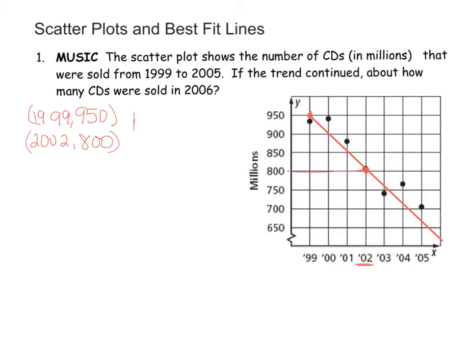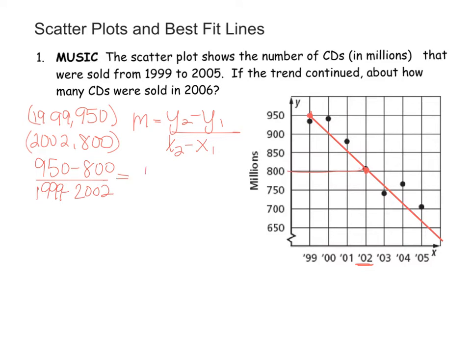So remember that to find our slope, it's y2 minus y1, the change in y, the rise, divided by the run, so it's the change in x on the bottom, x2 minus x1. So I get 950 minus 800 divided by 1999 minus 2002, which is 150 divided by -3, which gives us a slope of -50.